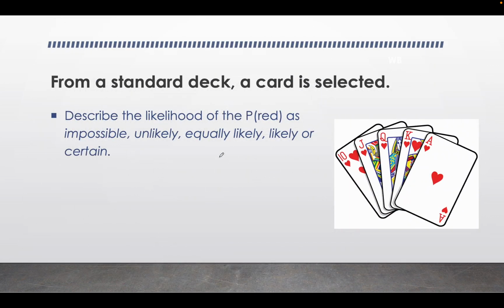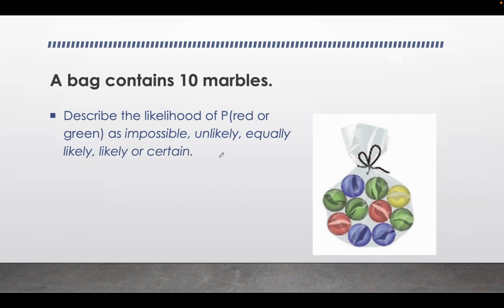From a standard deck, a card is selected. Describe the likelihood of P(red), the probability of selecting red, as impossible, unlikely, equally likely, likely, or certain. Half of the deck is red and the other half of the cards is black, so that is 50% likely to pick red as long as it is a full deck of cards, so that is equally likely.